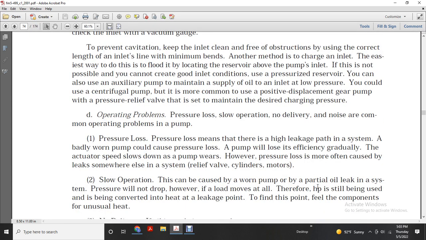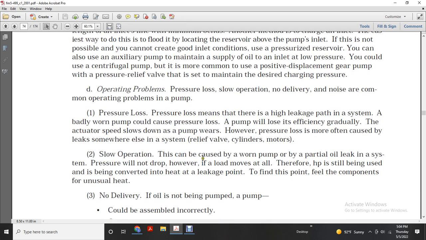Loss of pressure, slow operation, and no delivery are common operating problems in the pump. Pressure loss means that there is a high leakage path within the system, with a badly worn pump or valve. As pump efficiency gradually drops, actuator speed slows down. Pressure loss is even more often caused by a leak somewhere in the system, such as a relief valve, cylinders, or motors. Slow operation is caused by a worn pump or a partial oil leak in the system.